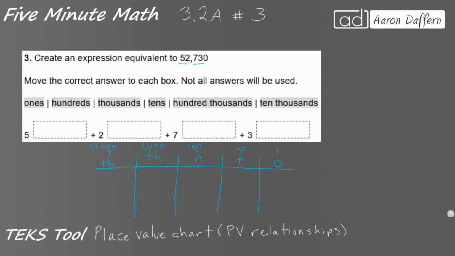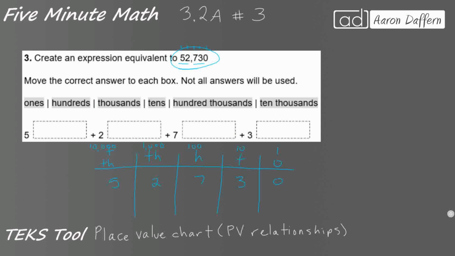All right, so we want to build something that is equivalent to 52,730. Well, let's build this in our place value chart. And what we're going to do is just put one digit in each spot. So I've got 0 ones, I've got 3 tens, I've got 7 hundreds, I've got 2 thousands, and I've got 5 10,000s. Right, so you should be able to read this the exact same way in the place value chart as you do just in the problem itself.